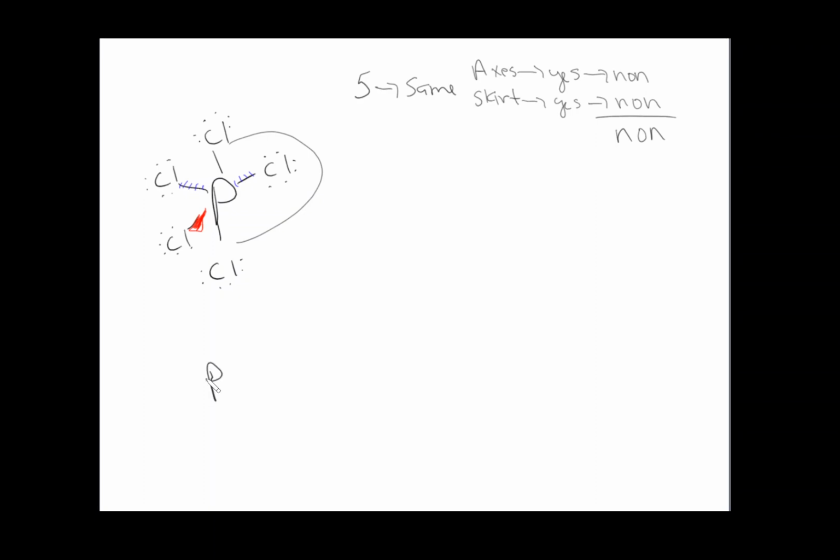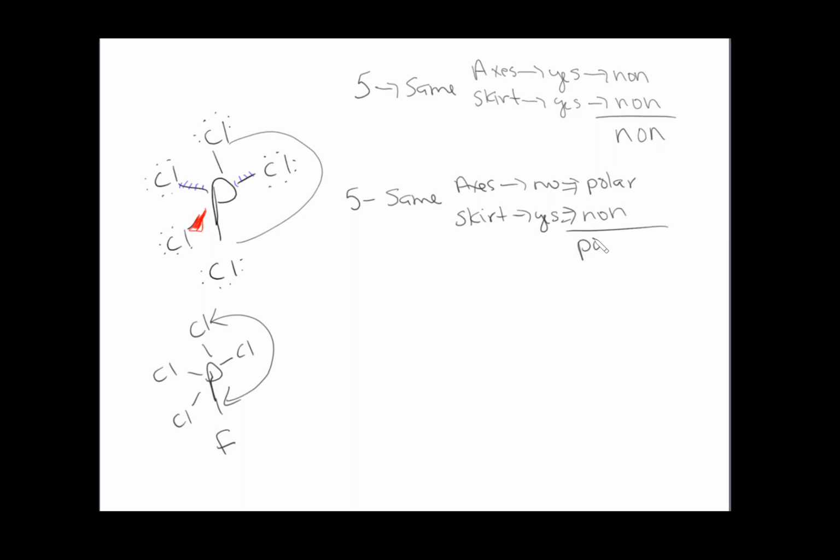What about this one? Alright. There's 5 things around it. Are they all the same? Look at the axes. The axes is no. So this one is polar, because these 2 are different from each other. What about in the skirt? Yes. So it's nonpolar. But overall, a polar and a nonpolar, the overall polar wins.